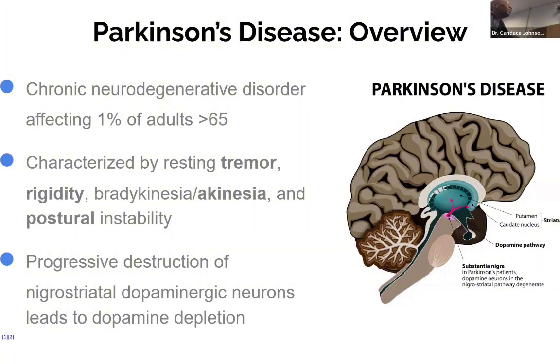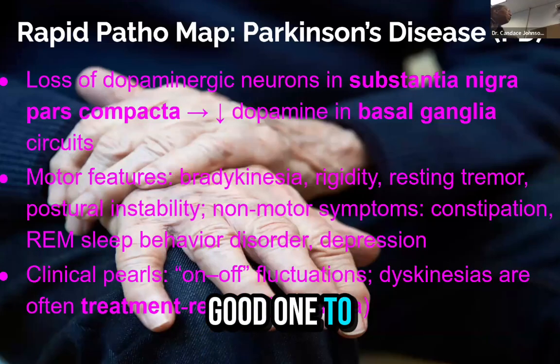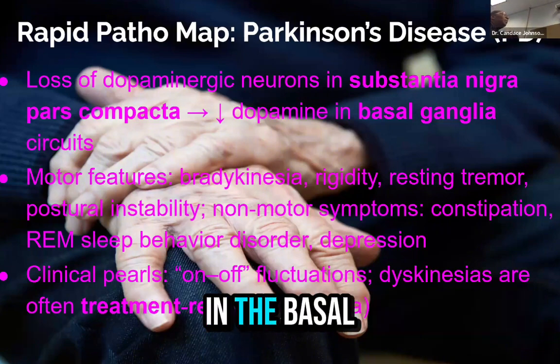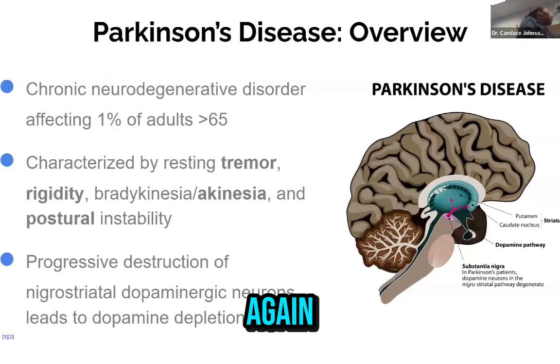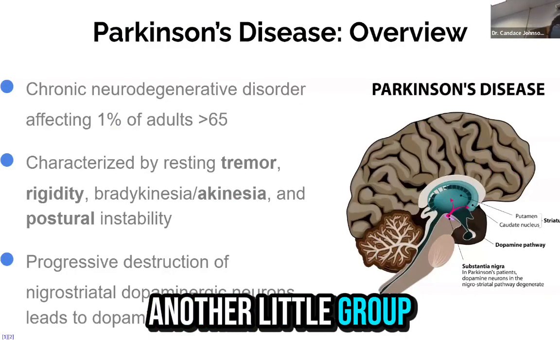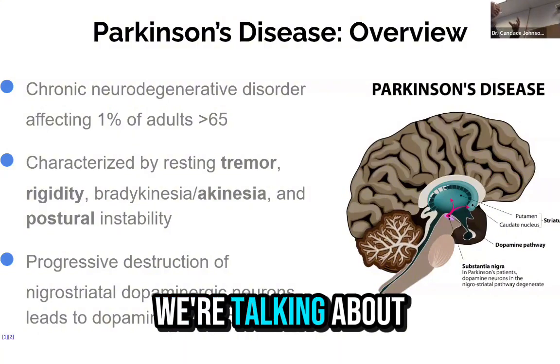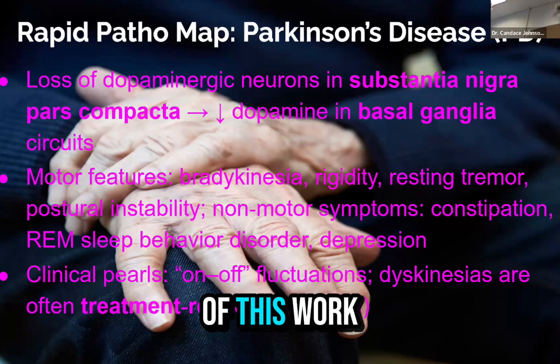Substantia nigra. Basal, I'm sorry, substantia nigra. All right, that's a good one to know. From there, it goes to reducing the dopamine in the basal ganglia. Basal ganglia, again, is another little group of cells. We're not talking about an actual structure. We're talking about just an organization of cells that actually make all of this work.